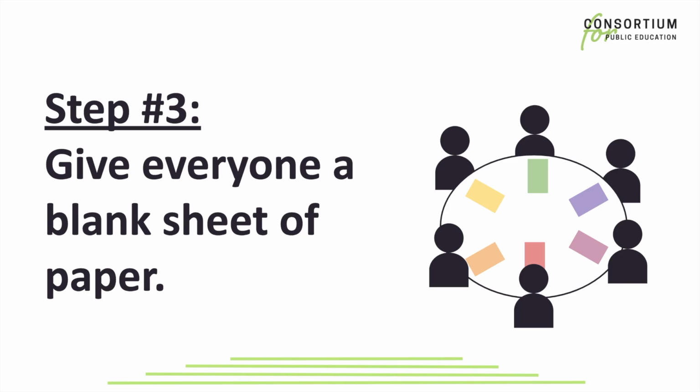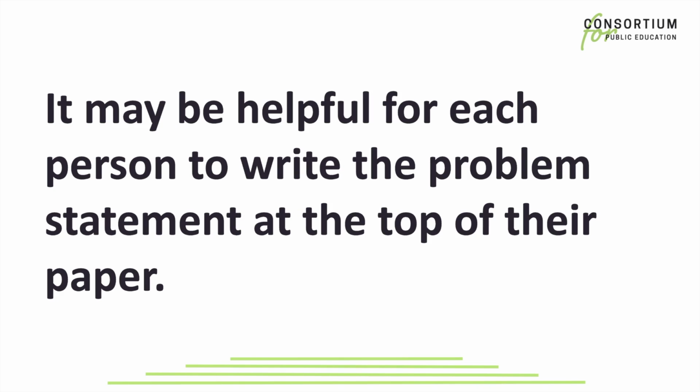Step 3. Give everyone a blank sheet of paper. In my example, I'm using rainbow-colored paper just so you can see how things rotate around the table. You don't have to have differently colored paper for this method. Also, it may be helpful for each person to write the problem statement at the top of their paper.